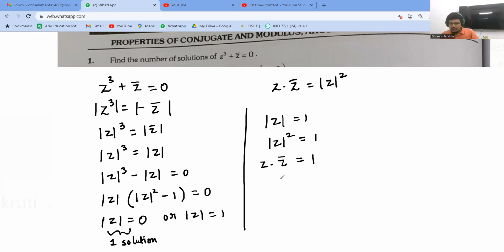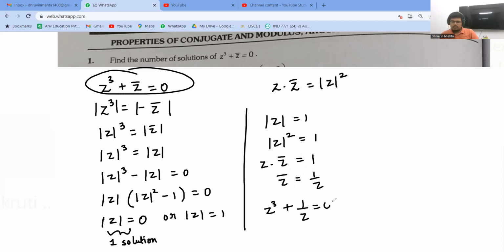From here can you tell me what is z bar? 1 by z. So now Arush, we can substitute this z bar into the equation, so we can write z cube plus 1 by z is equal to 0. Are you following this? Yes, sir. Now when you solve this, what will we get?